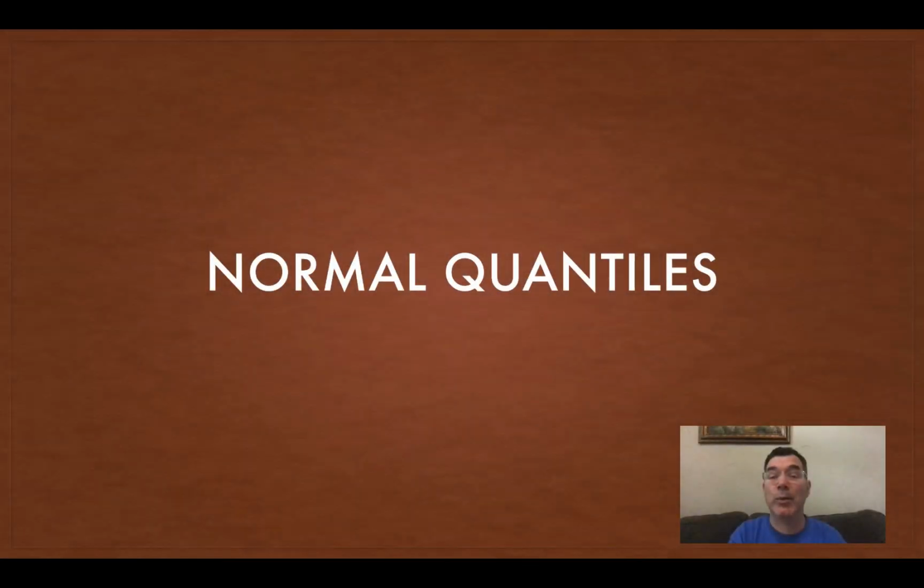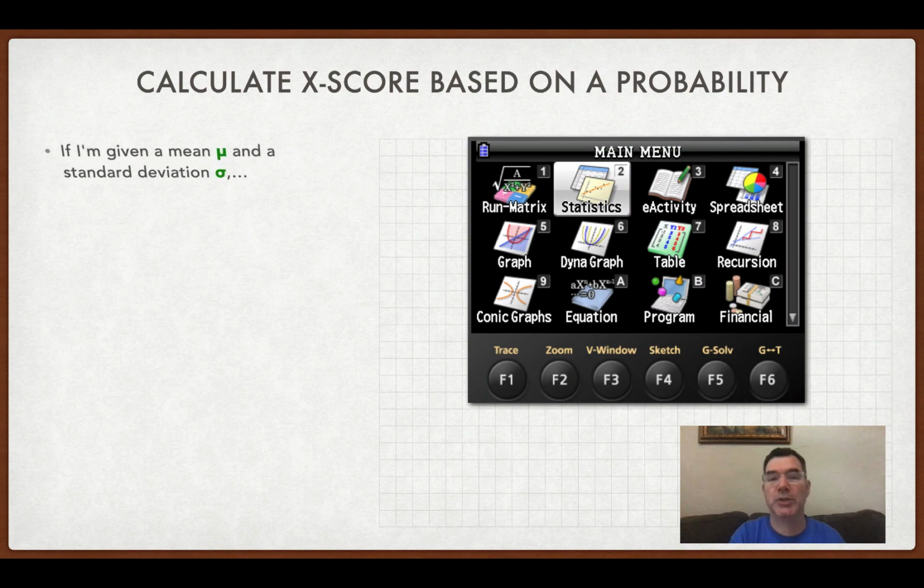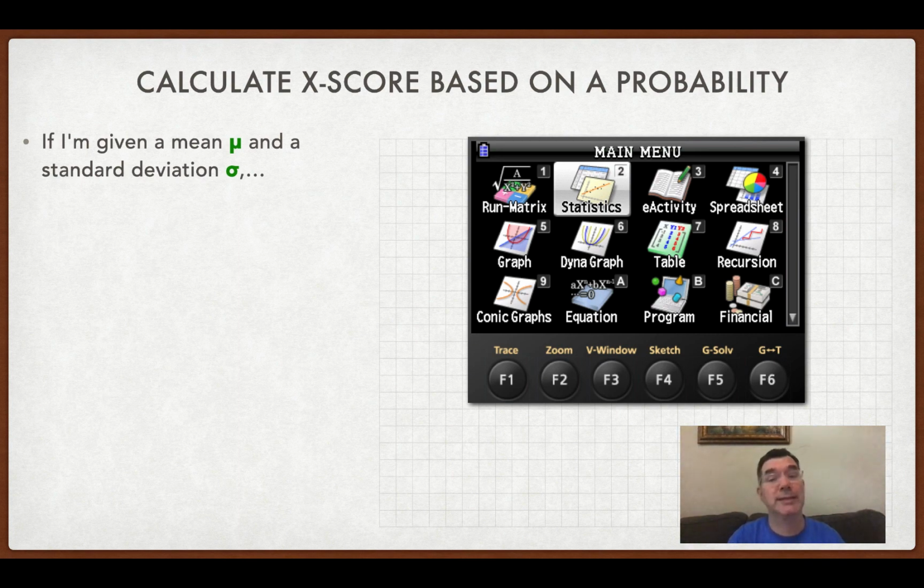Hello again. Today we're going to be talking about normal quantiles and how we can use them to solve real world problems based on normal distributions. So let's say, for example, I needed to calculate an X score based on a probability. Normally it's the other way around. I have an X score and I want to know the probability of being less than or greater than that X score. Now it's the other way around. I have a probability, but I need to know what X score is going to give me that probability.